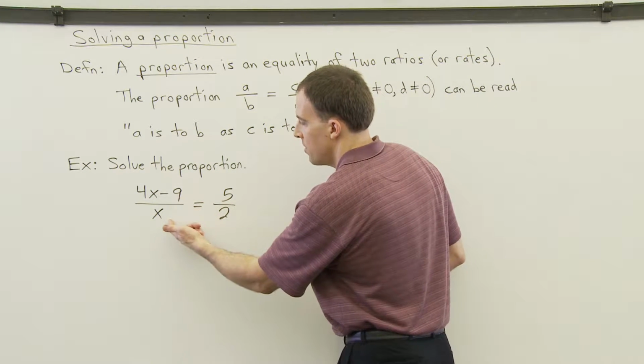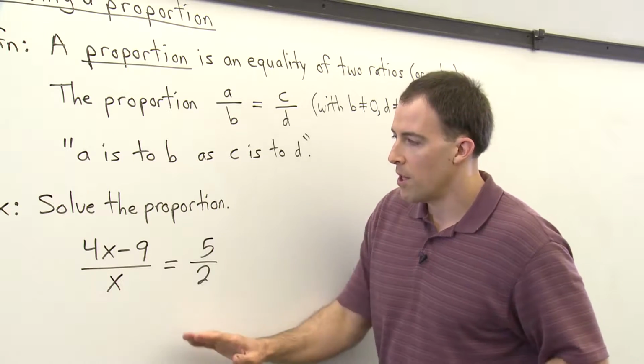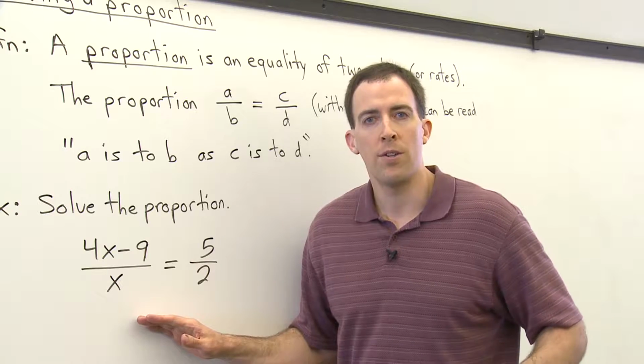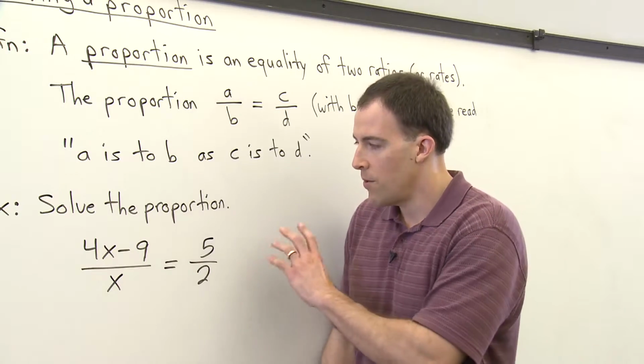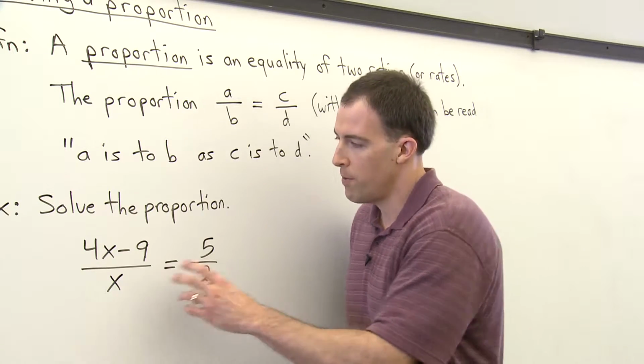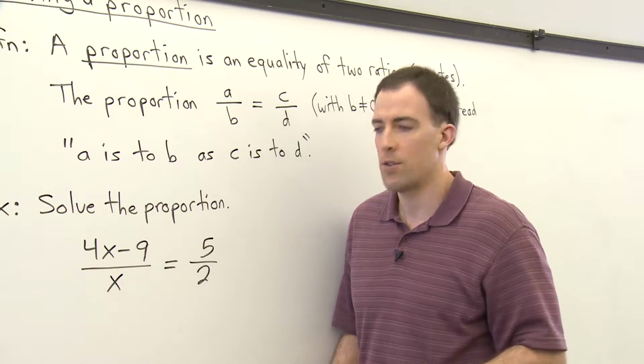Here's an example of a proportion. We've got 4x minus 9 all over x equals 5 over 2, and we're asked to solve it. Proportions can be solved just like solving any old rational equation. You make sure all denominators are completely factored, write down any restrictions on the variable, and then multiply both sides of the equation by the least common denominator in order to clear fractions.